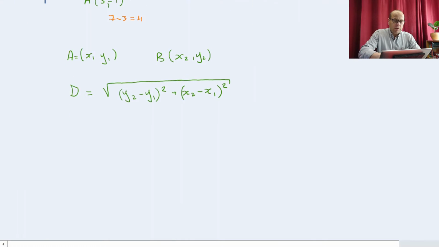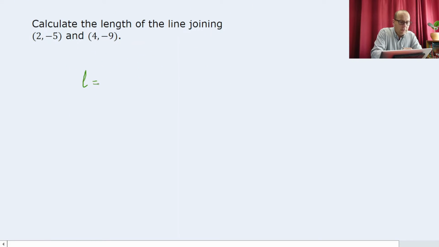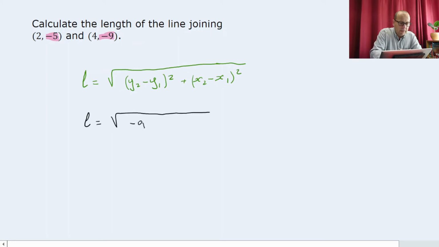Now let's take an example. The length of the line L, we know from the formula, is given by the square root of (y2 minus y1) squared plus (x2 minus x1) squared. So this is the y2 and that's the y1. So the length of the line L is the square root of (-9 minus 5) squared plus the x values, that's the x2, that's the x1, (4 minus 2) squared.